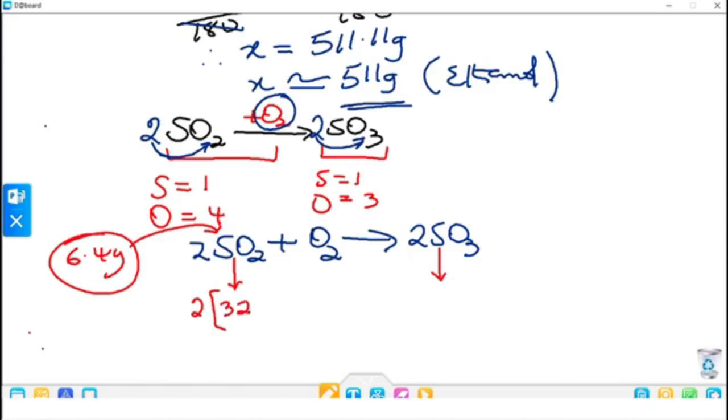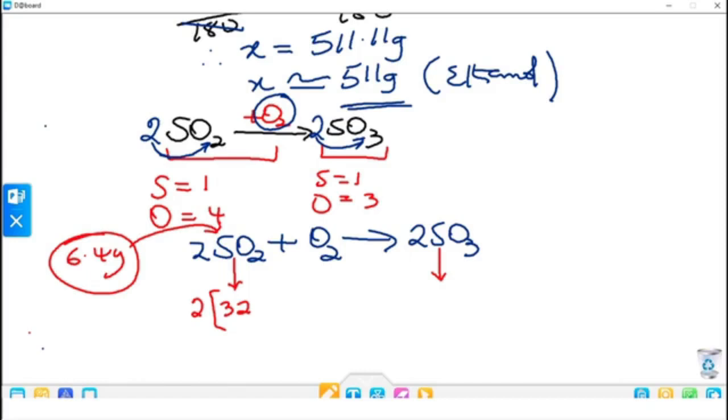I know some students will be asking me, how do we know the relative atomic masses of all the elements? Not to worry. In any given question whatsoever, you will always be provided with relative atomic masses, especially for elements that are not too familiar. So whenever you're given any question, you're going to be provided with their relative atomic masses. If you're not provided with it, an alternative will be given to you.